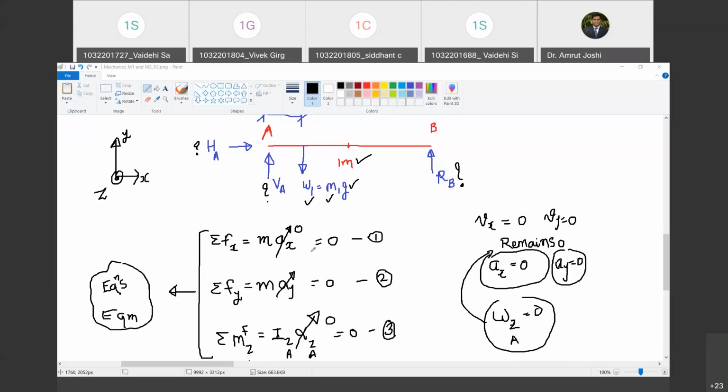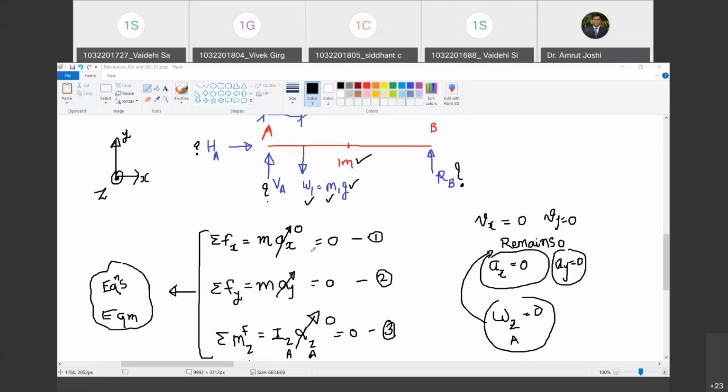Zero acceleration means it can be linear acceleration or rotational acceleration. The body may be in equilibrium as far as linear motion is concerned, but it may not be in equilibrium as far as rotational motion is concerned. Are you with me? Yes, sir.